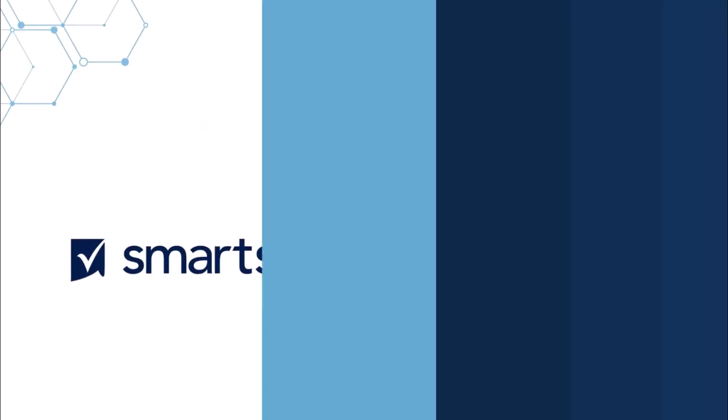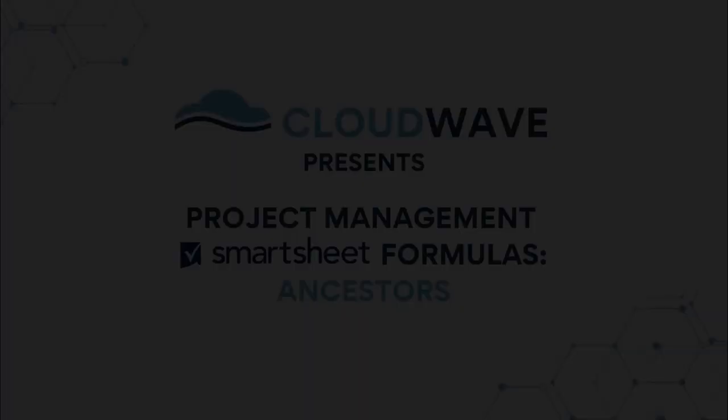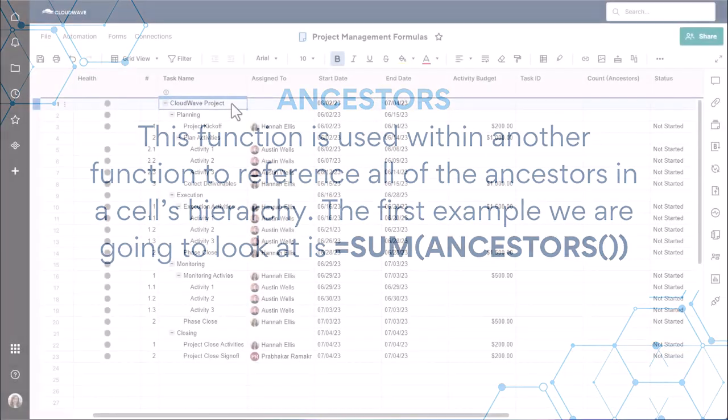Welcome to Smartsheet Project Management Formulas Part 1, Ancestors. The ancestor function is used within another function to reference all of the ancestors in a cell's hierarchy. The first example we are going to look at is using the ancestor function within the sum function.